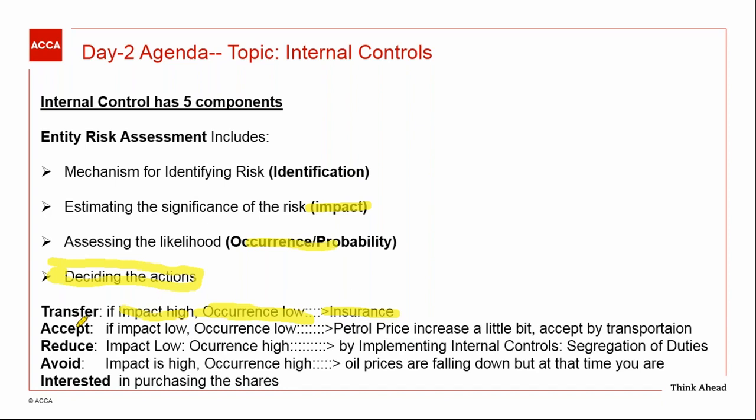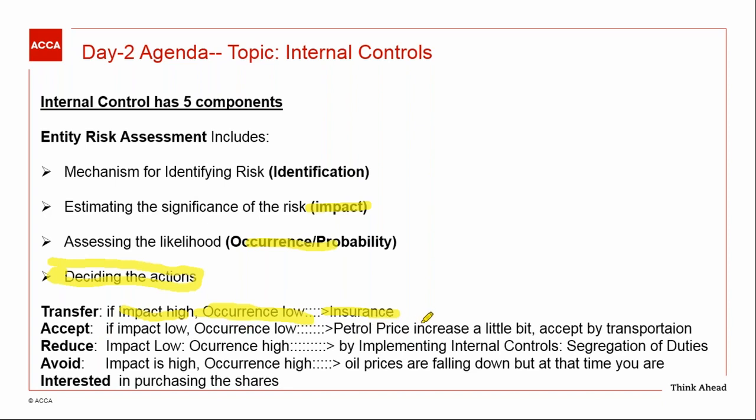Okay. Next is when we accept the risk, when the entity accepts the risk. So when will it happen? If the impact is low and the occurrence is also low, meaning both things are at a low stage. Their impact is low, their occurrence is also low. So at this time we accept the risk.